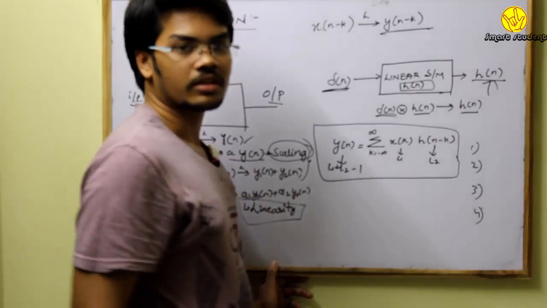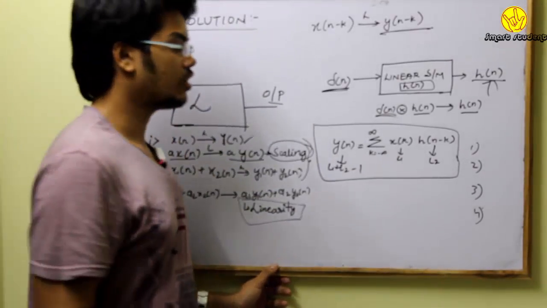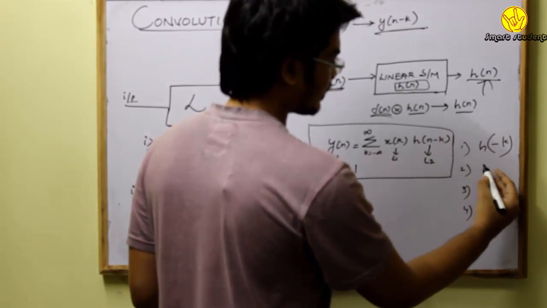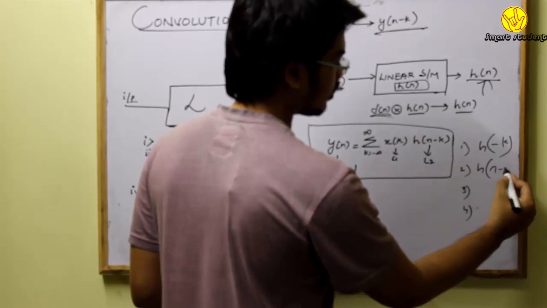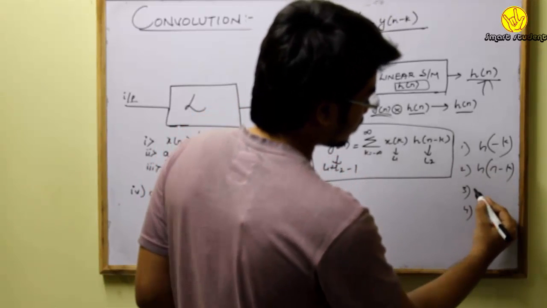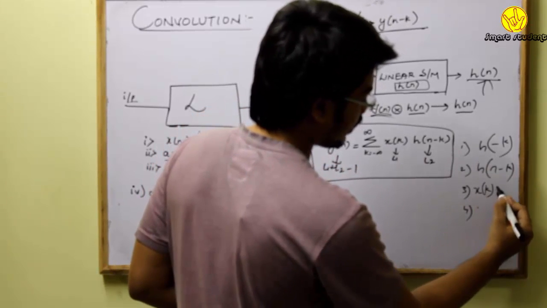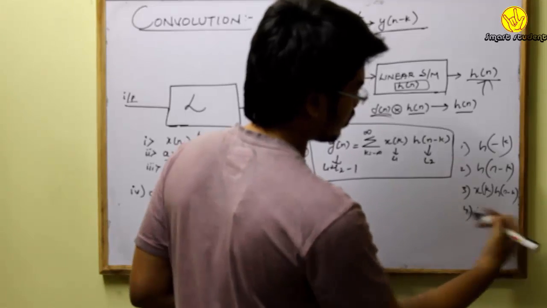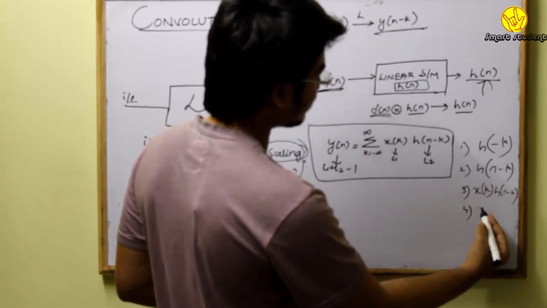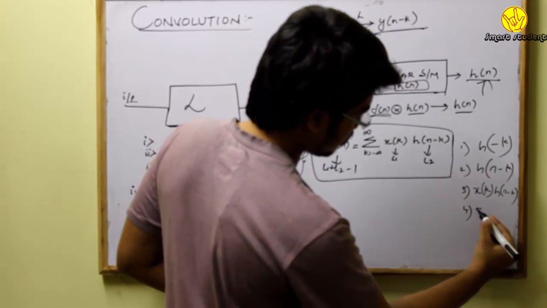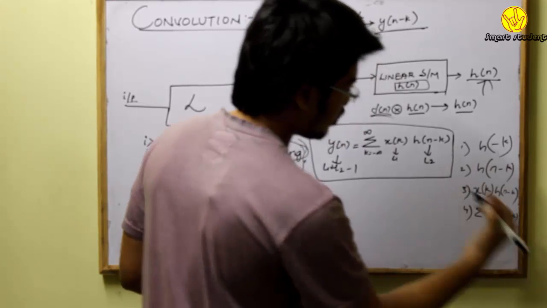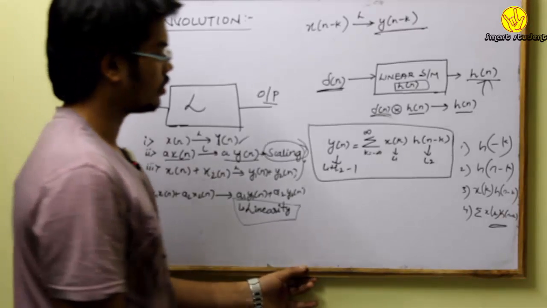Next, how to do convolution? There are mainly four basic steps to do this convolution. The first step is folding, h of minus k. The second step is giving a delay, h of n minus k. Here we assume that this delay is n. Next, the third step is multiplying x of k into h of n minus k. After multiplying, we have to sum the number of samples in the sequence. These are the four steps involved in convolution.